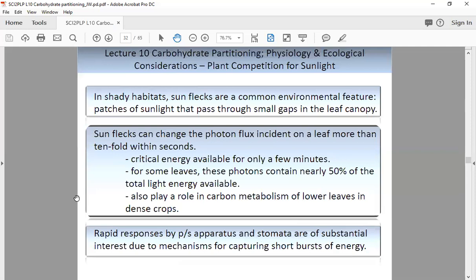So what are the mechanisms which these leaves actually use to take advantage of sunflecks? They actually exhibit very rapid responses by both the photosynthetic apparatus and the stomata when the sunflecks appear. And this is of great interest to plant physiologists and also ecologists because they represent very specialised mechanisms for capturing very short bursts of energy.